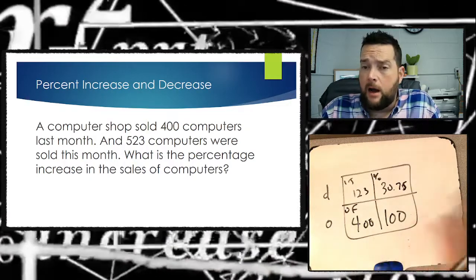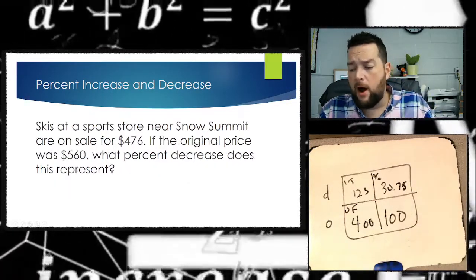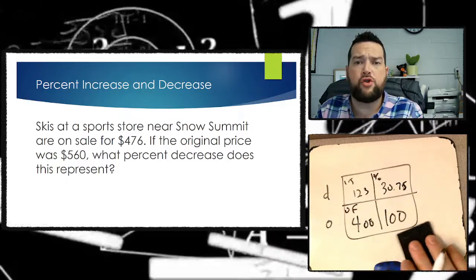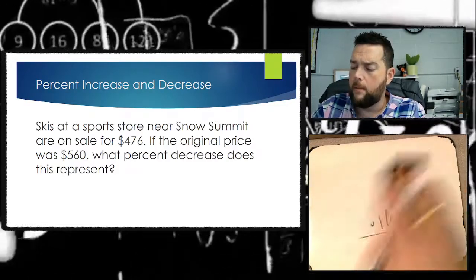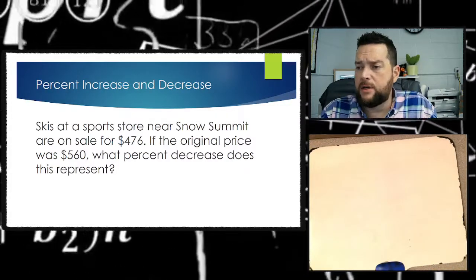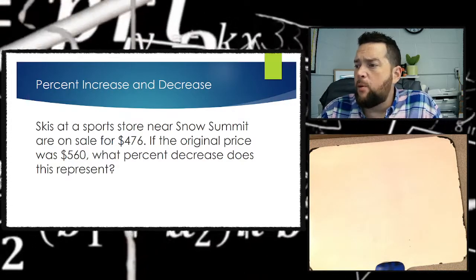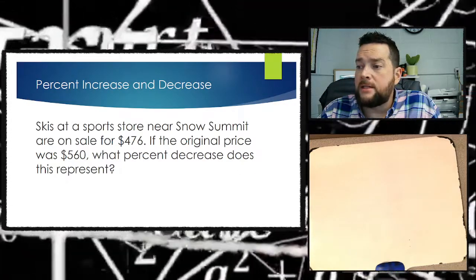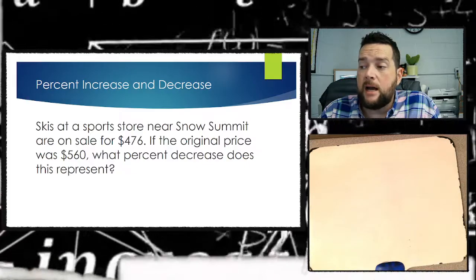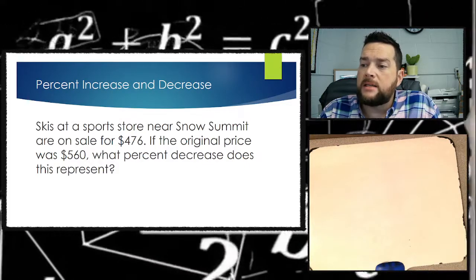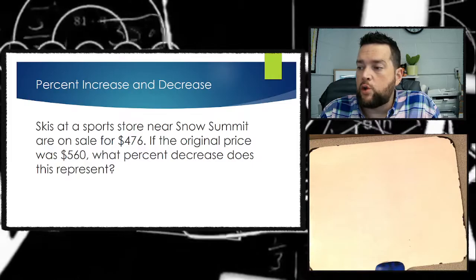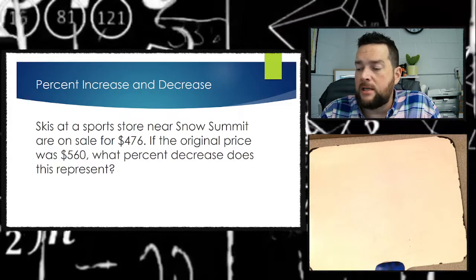All right, let's try the next one. Go ahead and pause this video now and see if you can try it yourself. See if you can do it all by yourself and then come back and get what the answer is. Skis at a sports store near Snow Summit are on sale for $476. If the original price was $560, what percent decrease does this represent?